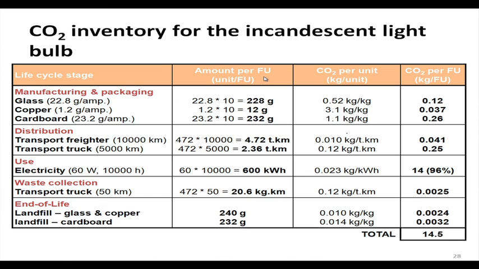First, you find out what is the amount per functional unit that you need. You know CO2 kg per unit of the material per kg. Then since you need 228 grams, you take the 0.52 kg per kg of the material, but here you need only 228 grams, so you do the math over here and you get 0.12. Similarly, you do it for others and then you find out the total CO2 per functional unit. So this is what we did in that particular exercise.